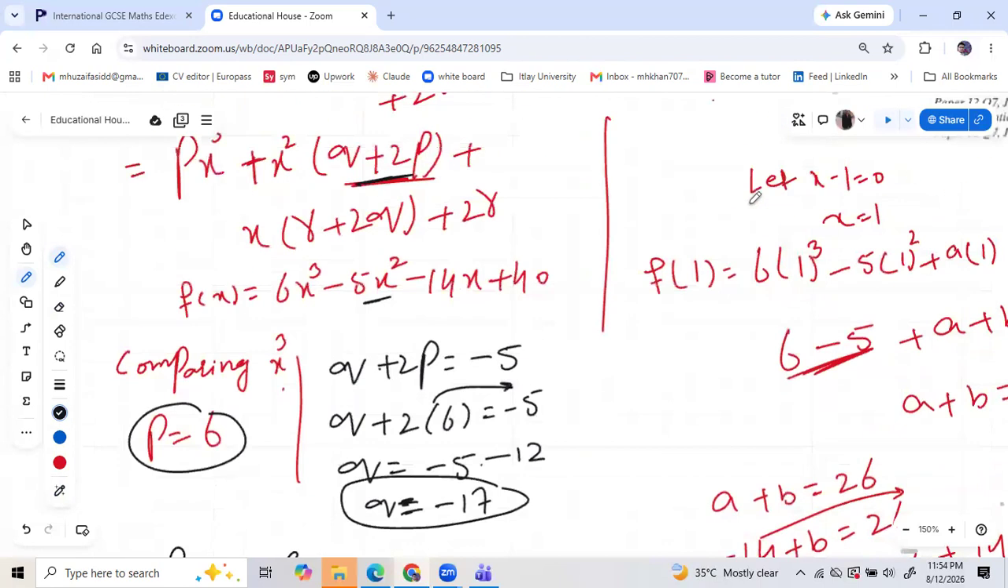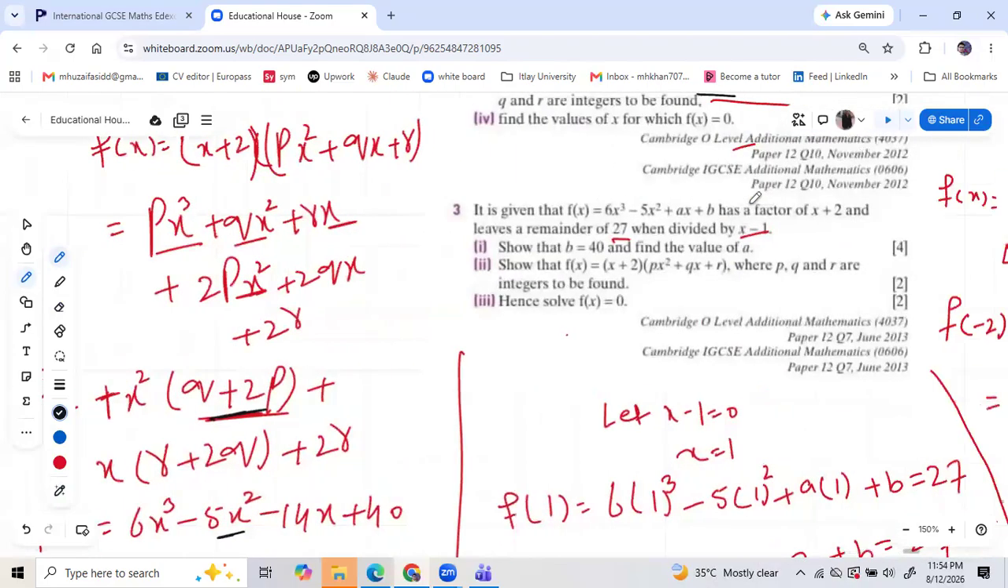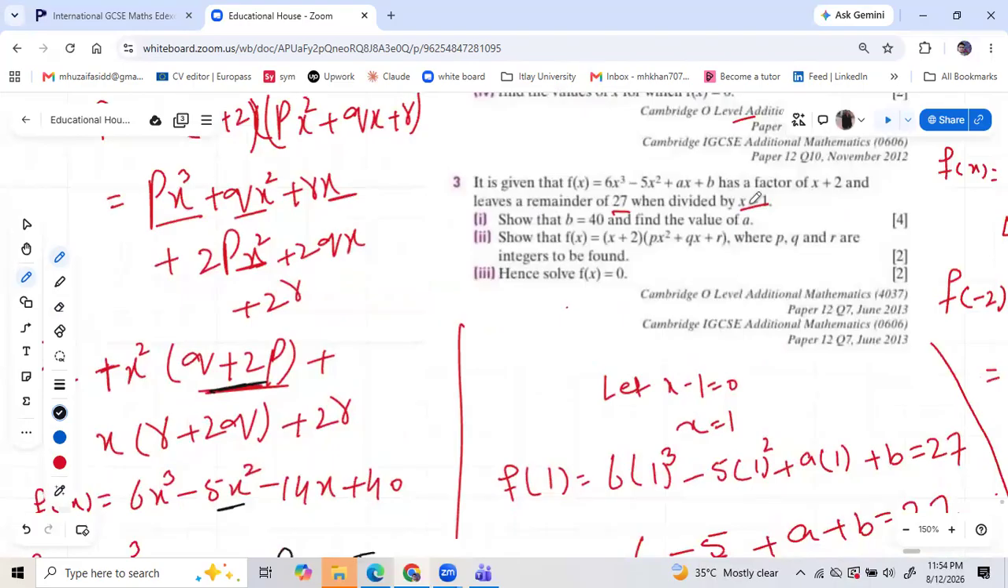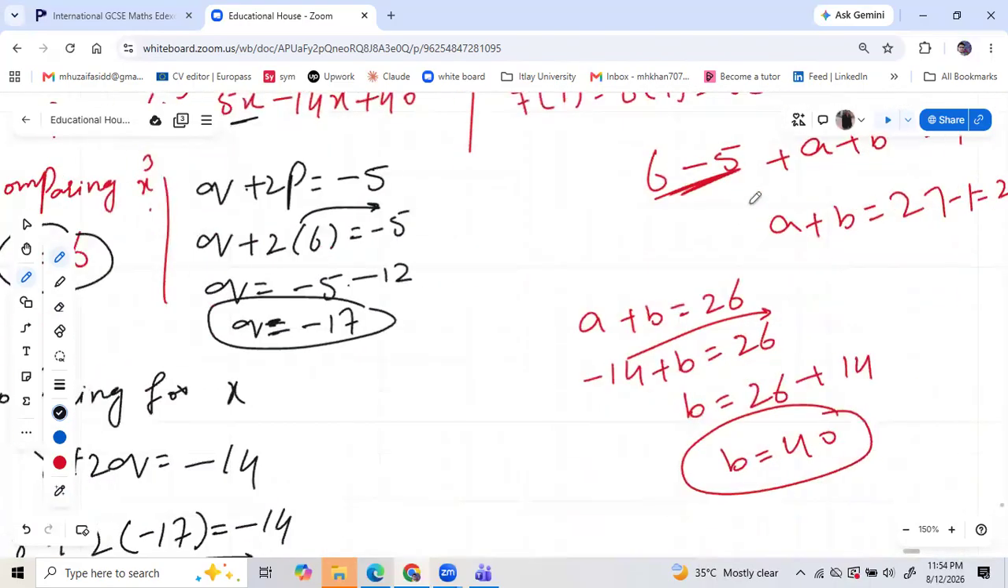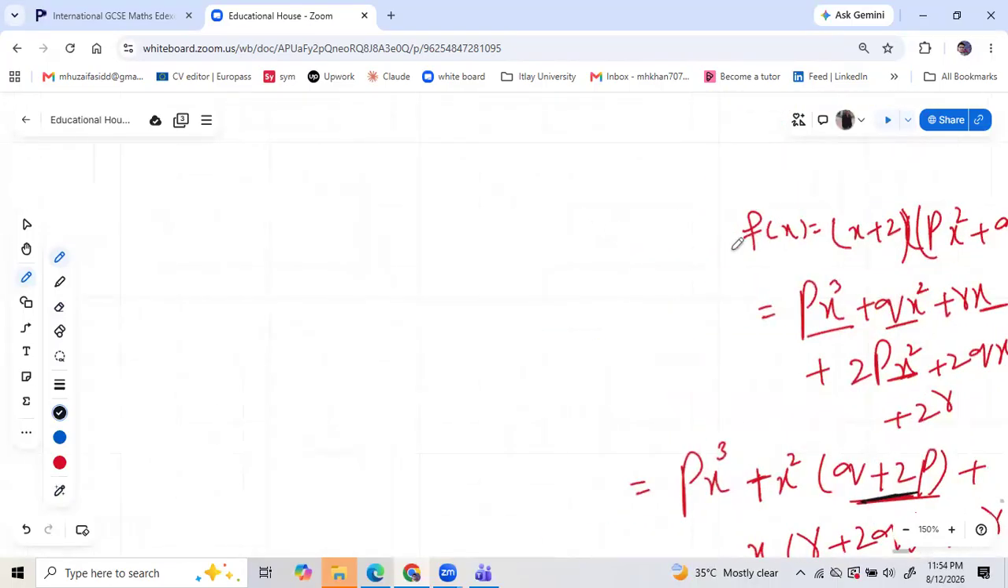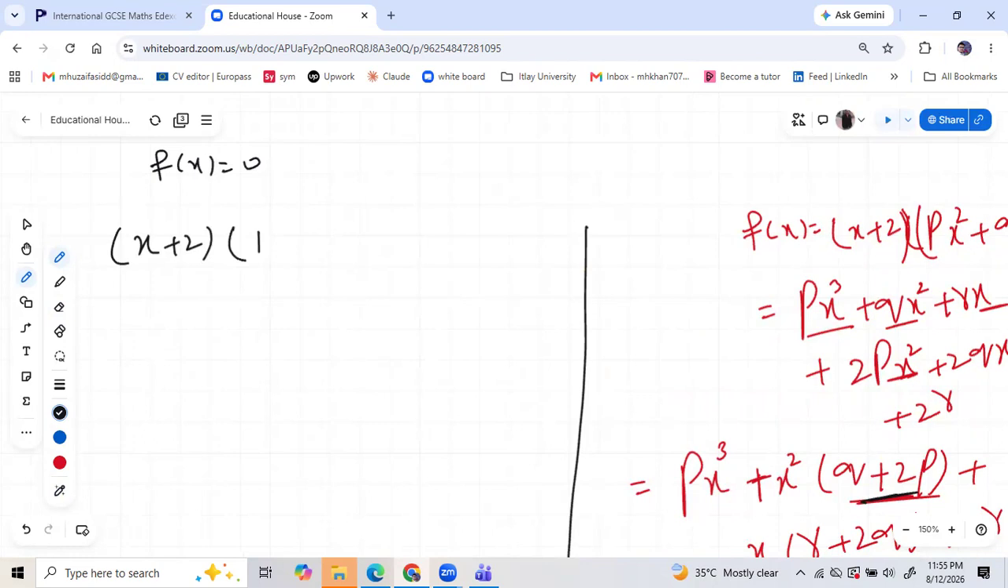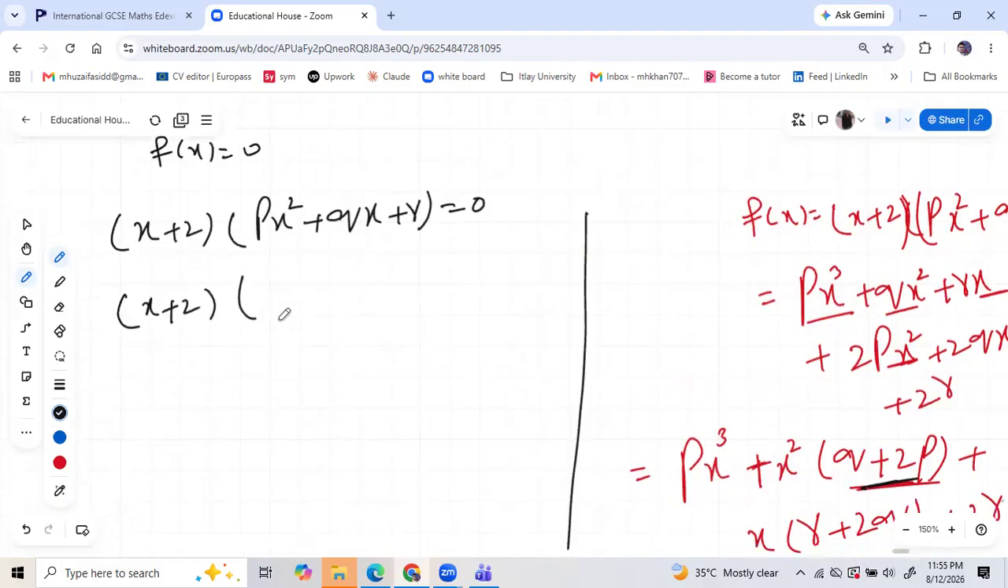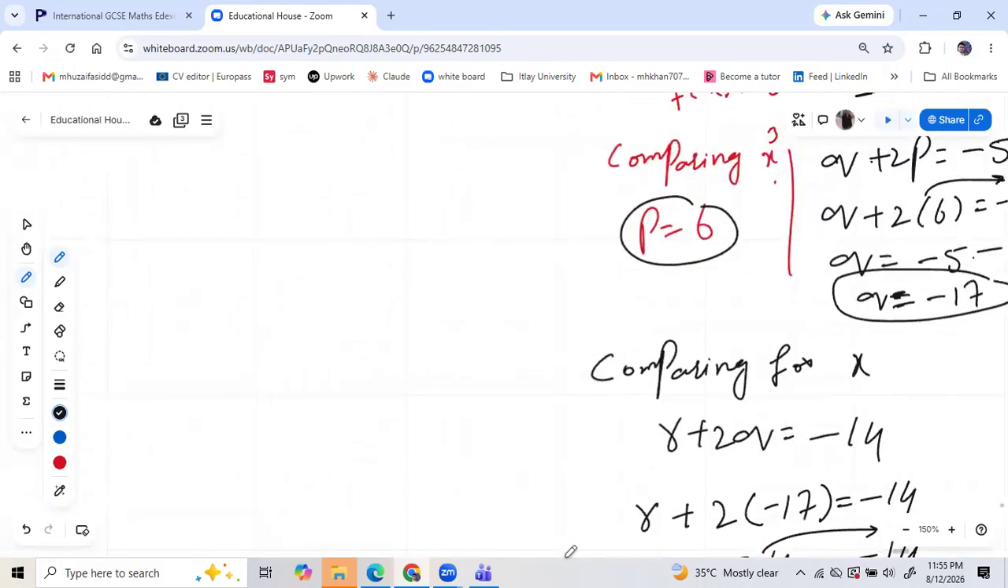Okay. Then we are moving. Hence, solve for the f of x is equal to 0. So our equation is like this one. It means x plus 2 into p of x square plus q of x plus r is equal to 0. So this is x plus 2, and what is the value of the p here? P is 6, q is minus 17.